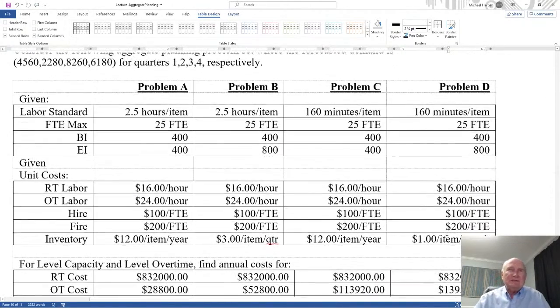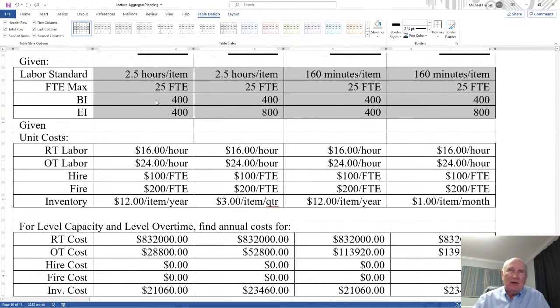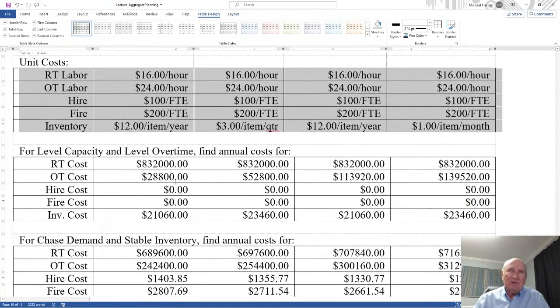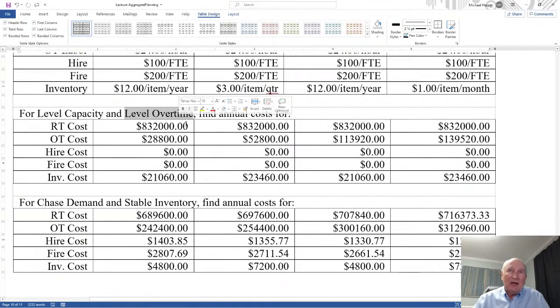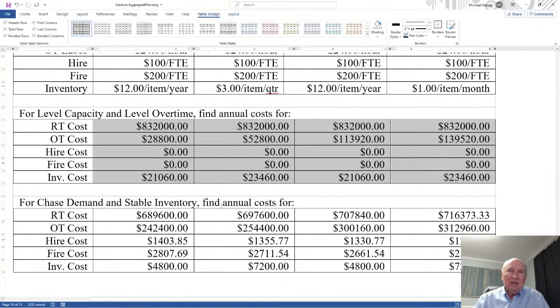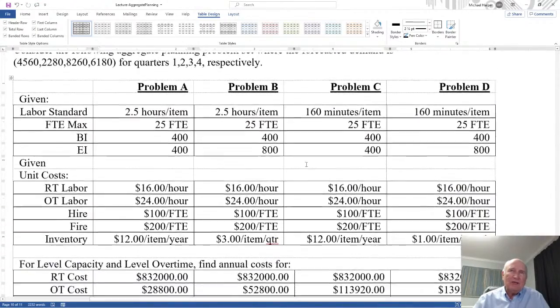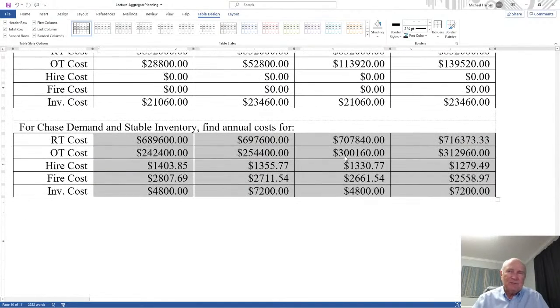Now I have other exercises in here. So some people have asked, do you have problems we can work? Yeah, sure. Here's labor standard for 4 problems, FTE maximum, and then beginning and ending inventory. And then along with that, you're going to have your regular time labor cost, overtime labor cost, hiring cost, firing cost, and inventory carrying cost. And then for level capacity and level overtime, you'll have these values. And for chase demand stable inventory, you'll have these values. These are just exercises where I give you the problem. Down here I give you the answers just to make sure that you know how to do them.